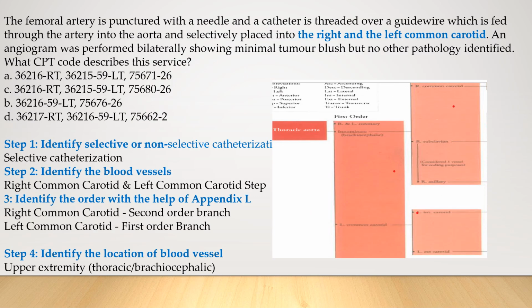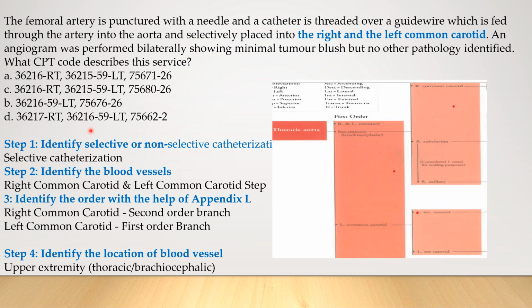The femoral artery is punctured with a needle and the catheter is threaded over a guide wire which is fed through the artery into the aorta and selectively placed into the right and the left common carotid. An angiogram was performed bilaterally showing the minimal tumor blush but no other pathology identified. What CPT code describes the service? And we have the options.